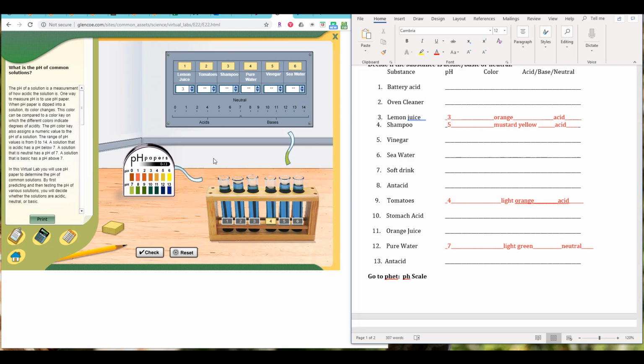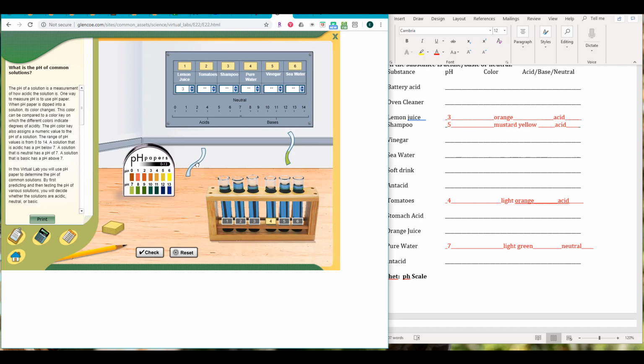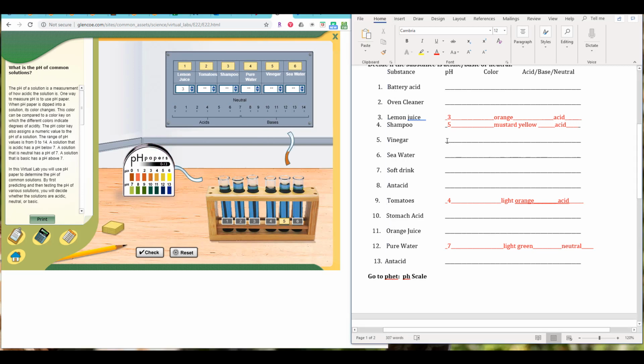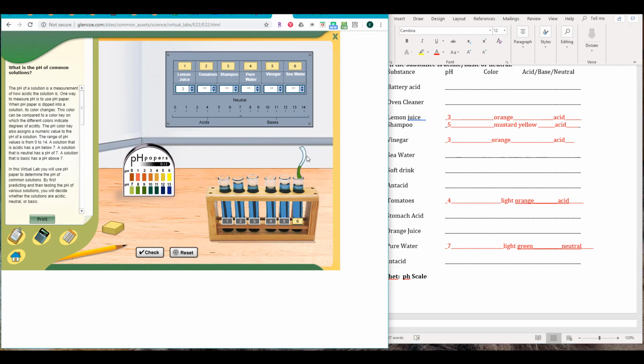I'm going to test this next thing, which is vinegar. Okay, let's look at that. Vinegar is 3, just like our lemon juice. Okay, so I'm going to write 3, orange, and acid.